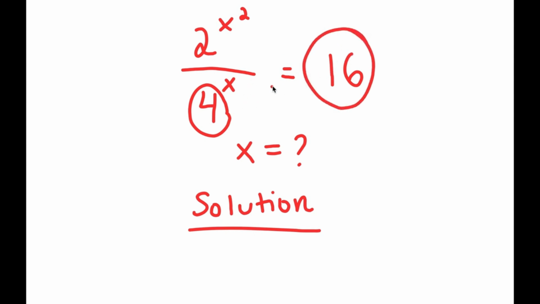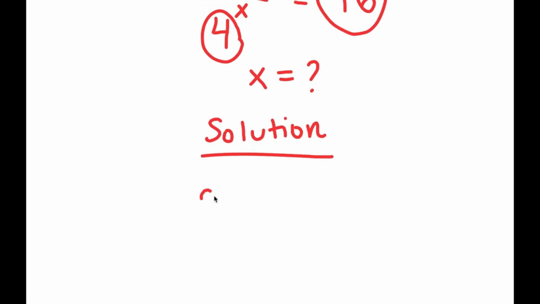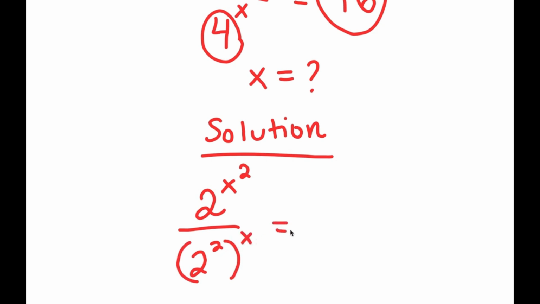so that all my terms are in powers of 2. So I get 2 to the power of x squared over 2 squared to the power of x is equal to 2 to the power of 4.